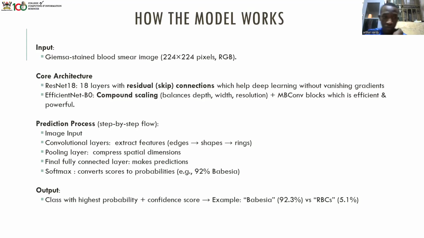Then you have the softmax, which takes the scores obtained from the final fully connected layer and converts them to probabilities so that they can easily be understood by the person who is running the model. For example, if Babesia had a score of 0.92, this will make 92% Babesia.